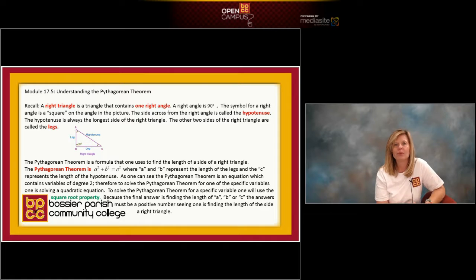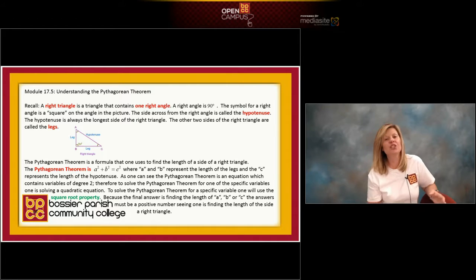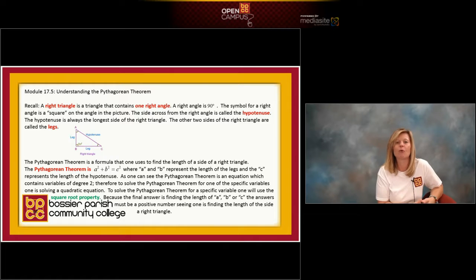Now, a long time ago, there was a famous Greek mathematician. His name was Pythagoras. And Pythagoras found a relationship between the sides of a right triangle, between the two legs and the hypotenuse. And this relationship he wrote as an equation, a formula. This formula is now known as the Pythagorean Theorem, and you may have all seen it before. The Pythagorean Theorem is a squared plus b squared equals c squared.